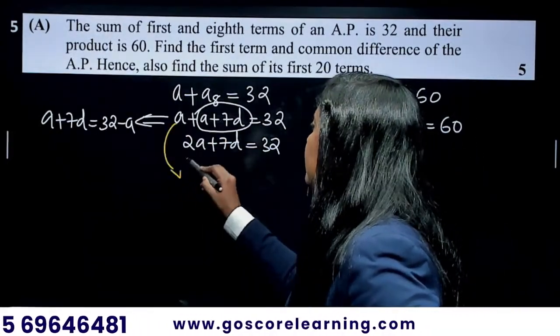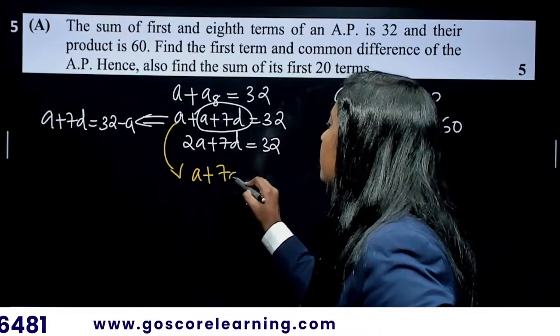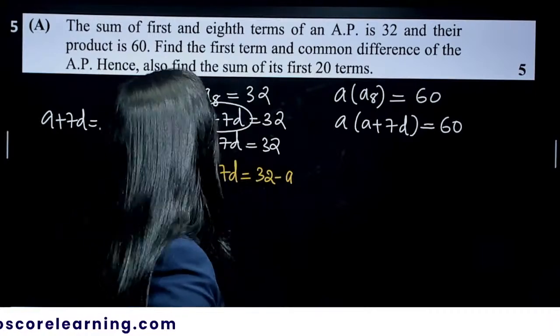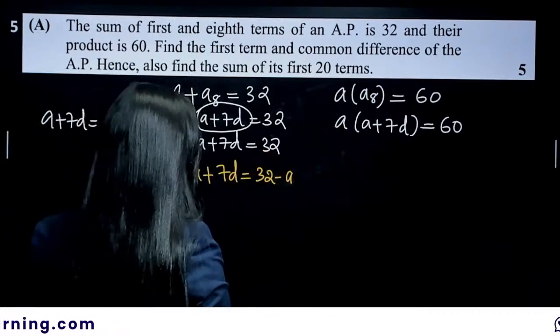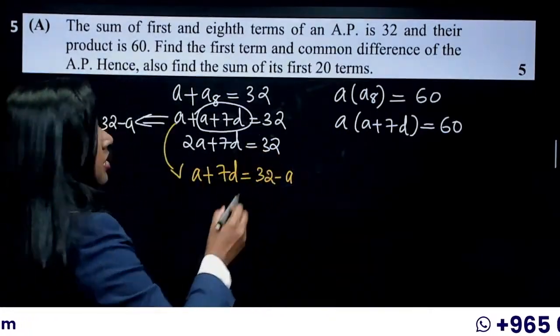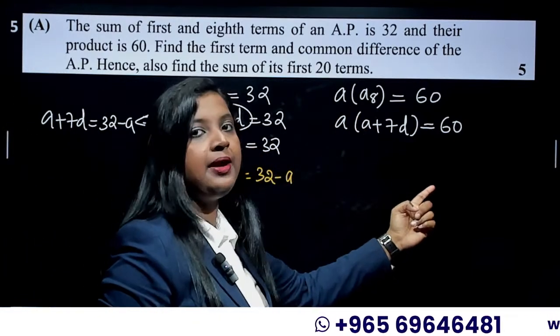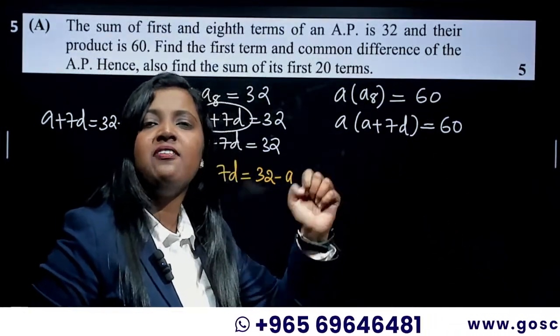From this, can I write A plus 7D is equal to 32 minus A? Yes, I can write. So we are going to substitute the value of A plus 7D here. Why am I substituting it here? Because we have A and D here. We just have a single equation and there are two unknowns.